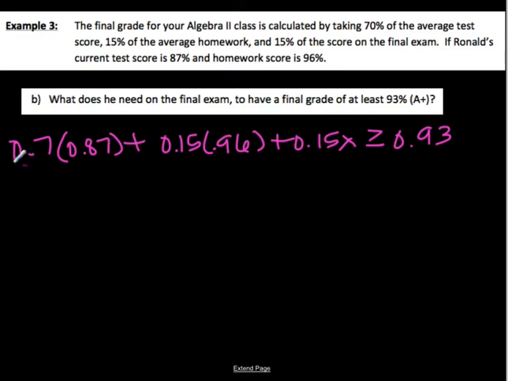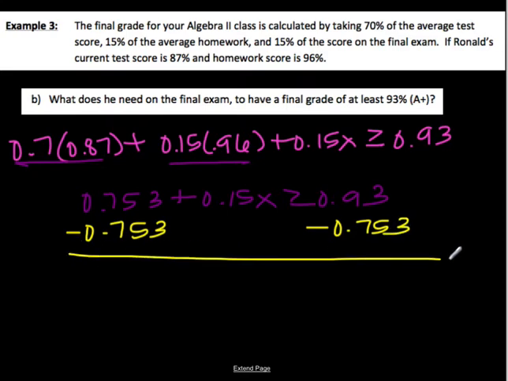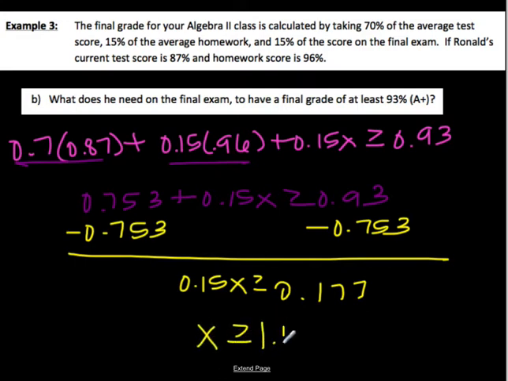We already multiplied these and combined like terms on the other side. So what I'm really going to have is 0.753 plus 0.15x has to be greater than or equal to 0.93. Subtract that 0.753 from both sides. So I will have 0.15x is greater than or equal to 0.177. If I divide by 0.15 on both sides, I have that x is greater than or equal to 1.18.